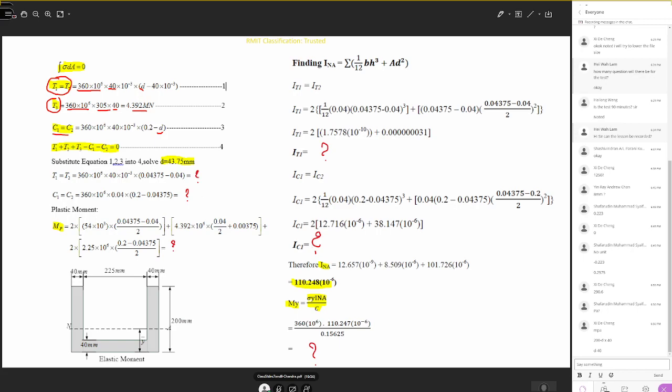Now the net resultant force acting on the cross section is 0. So we can write T1 plus T2 plus T3 minus C1 minus C2 is equal to 0. Once you calculate T1, T2, then C1, C2, and C3, find out the value of D. Any answer for D, guys?